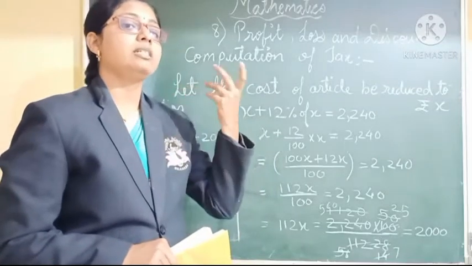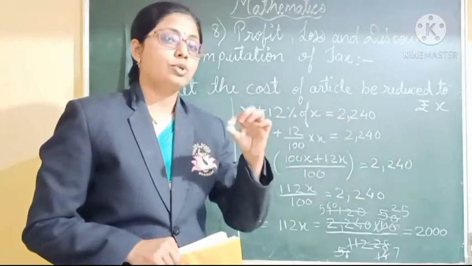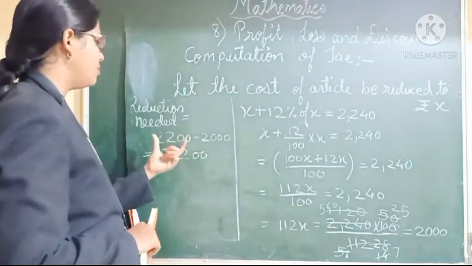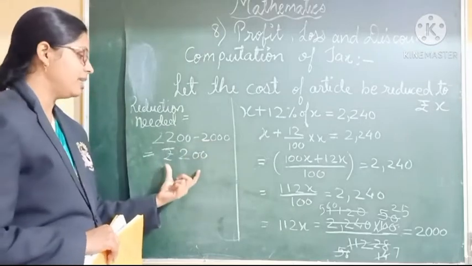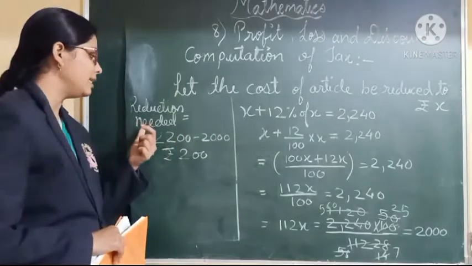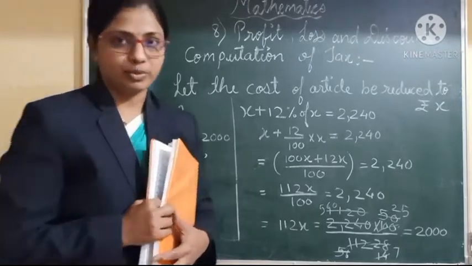So what is the main value? Reduce means to subtract. So we subtract 2,200 minus 2,000, and we get the reduction needed as 200 rupees.